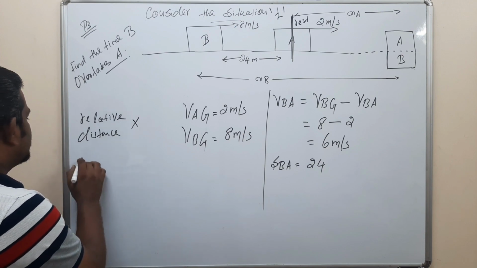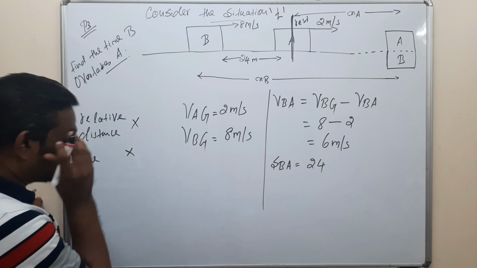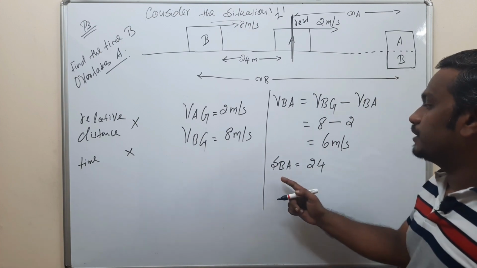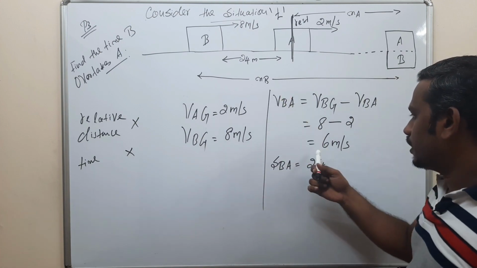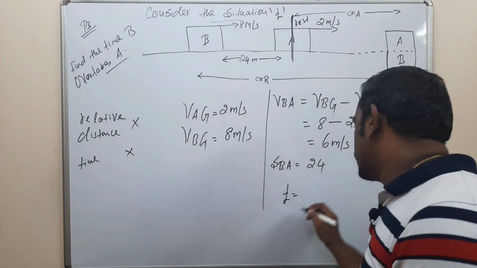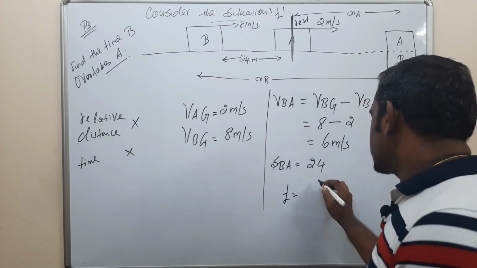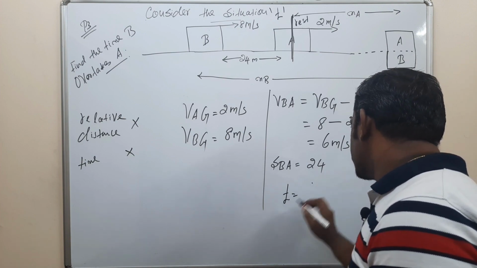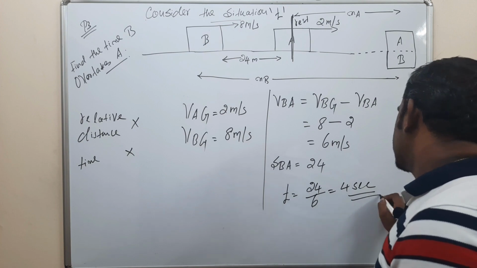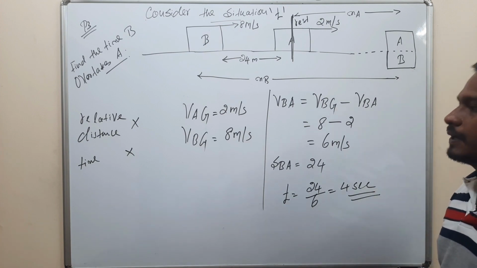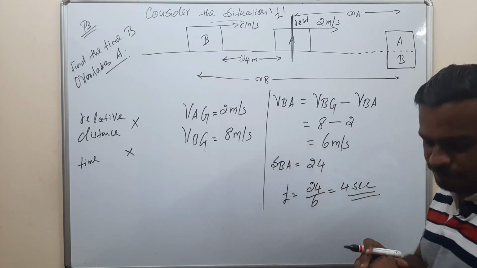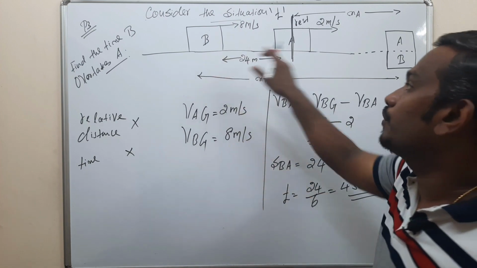Similarly, time also does not change when the frame of reference changes. So the relative distance between two bodies is 24 meter. Now we have the velocity and distance, so we have to find the time. Time is equal to distance by velocity. So that is 24 by 6, that's equal to 4 seconds. We get the same answer as in the previous method, that is 4 seconds. So after time 4 seconds the car B overtakes the car A.